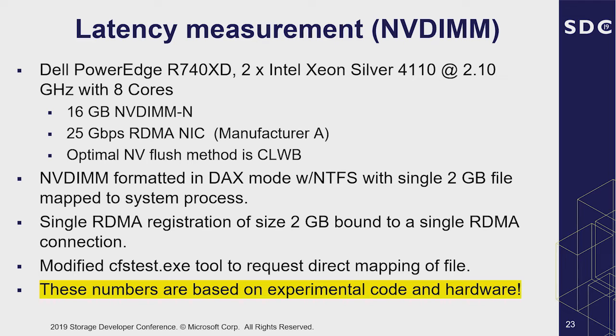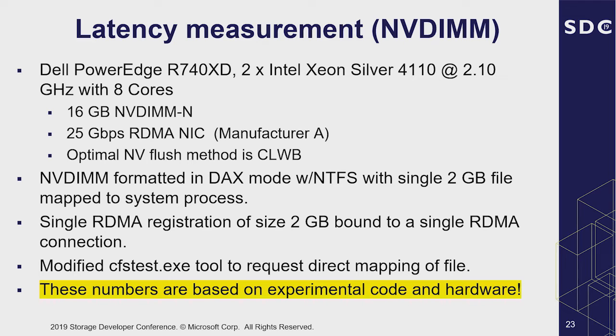Now let me go to what we measured after doing all this. We tried this on 2 systems. The first system is an NVDIMM system. They are typically, I think, 16 gigs of NVDIMM, and we have a 25 gig RDMA adapter. I'm not quoting the adapter because these are just experimental numbers, and I don't want to quote any particular hardware. Now we have formatted the NVDIMM in DAX mode with NTFS with a single 2 GB file.